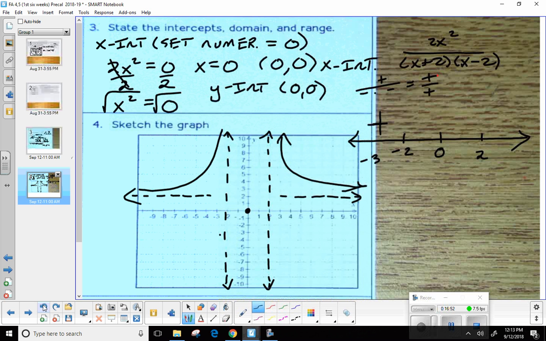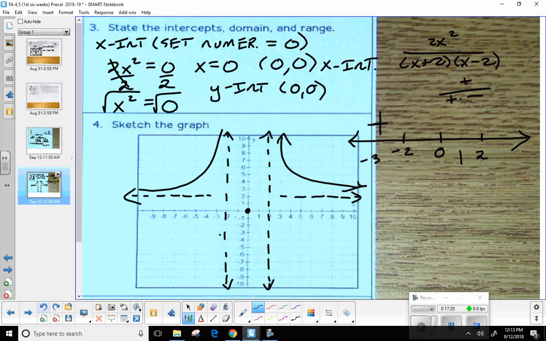Somebody help me out. Let's say between 0 and 2. Give me a number. So let's say 1. Let's do the same thing. Let's plug 1 in here. 2 times 1 squared. Would that end up being a positive or a negative? That's a positive. Okay. Over 1 plus 2? Positive. 1 minus 2? That's a negative.